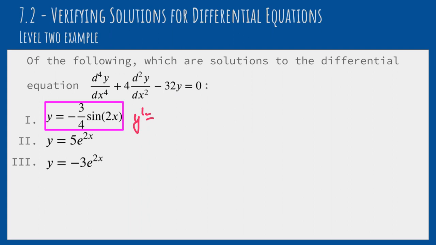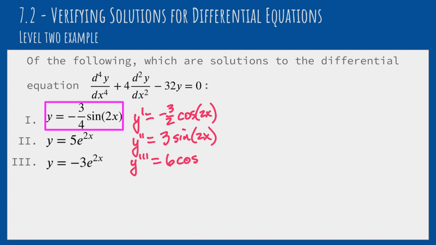And the derivative of sine is cosine. We're going to be multiplying by 2 with the chain rule. So we're going to have negative 3 halves cosine of 2x. Derivative of cosine is the opposite of sine, so that negative's getting canceled out. So we're going to have 3 sine of 2x, multiplied by 2 because of the chain rule there. Third derivative, we're going to have 6 cosine of 2x. And then the fourth derivative, we're going to have negative 12 sine of 2x.